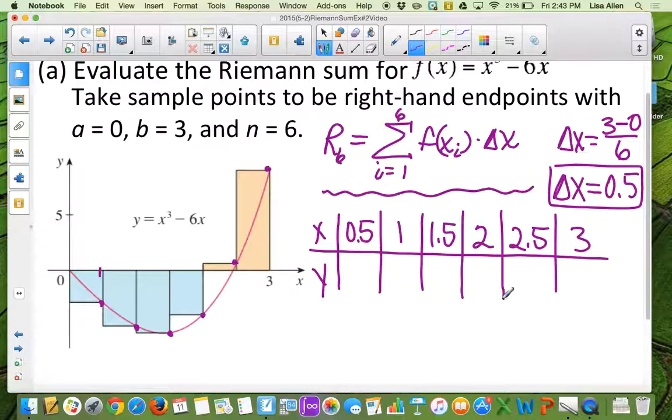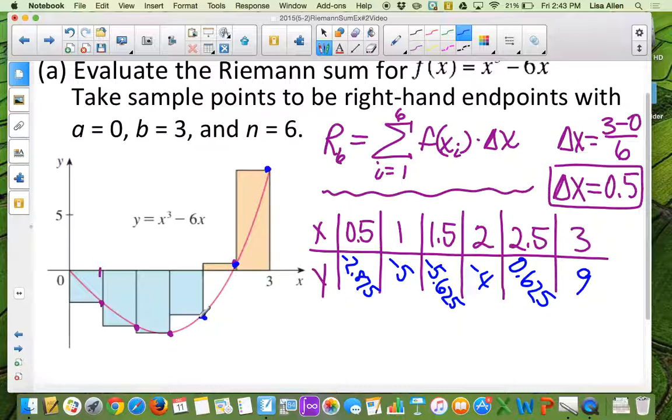The function value of 0.5 is negative 2.875. The function value of 1 is negative 5 when you plug them into the function. At 1.5, the function value is negative 5.625. The function value of 2 is negative 4. The function value of 2.5 is 0.625. And the function value of 3 would be, of course, 9. So you have those values at the right-hand endpoints that you need.